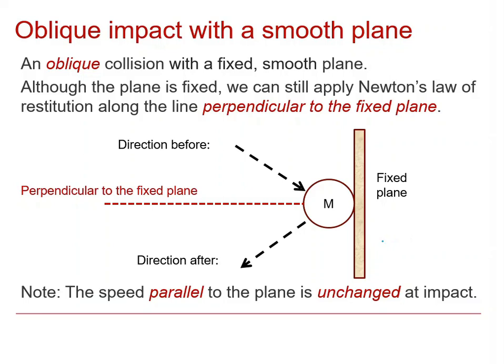But we apply Newton's law of restitution in that case along the perpendicular to the fixed plane in the plane of motion. And the speed parallel to the plane is unchanged. That's the velocity component strictly, unchanged parallel to the plane. That's because it's smooth and there can't be any impulse in that direction.